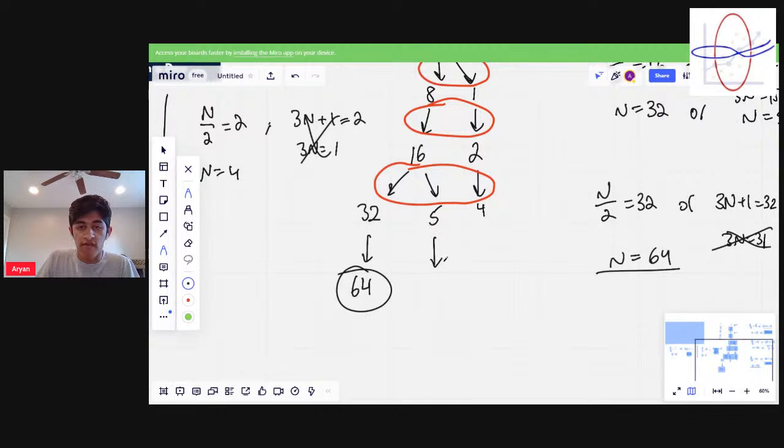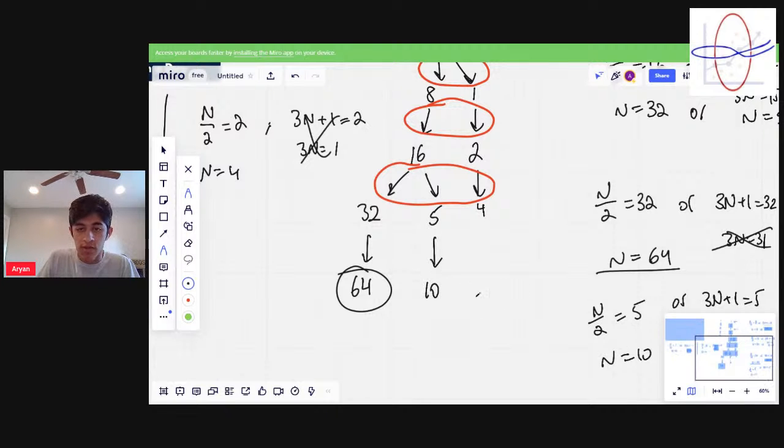Now if we plug in 5, we have n divided by 2 equals 5, or 3n plus 1 equals 5. Again, the first equation gives us n equals 10, so we can write that down. And the second equation has no solutions because 3n equals 4 has no solutions in the integers. So 10 is our next solution.